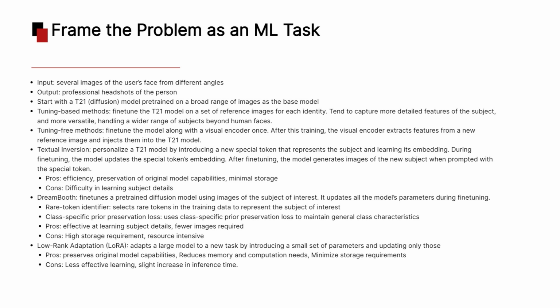Pros: highly effective at learning distinctive identity features, works well with very few input images, and generalizes the subject to new scenes, outfits, and styles. Cons: large storage footprint for each personalized model copy, high GPU requirements, slower to onboard new identities. Low rank adaptation, LoRA, injects small trainable rank decomposition matrices into the model's attention layers and trains only these.